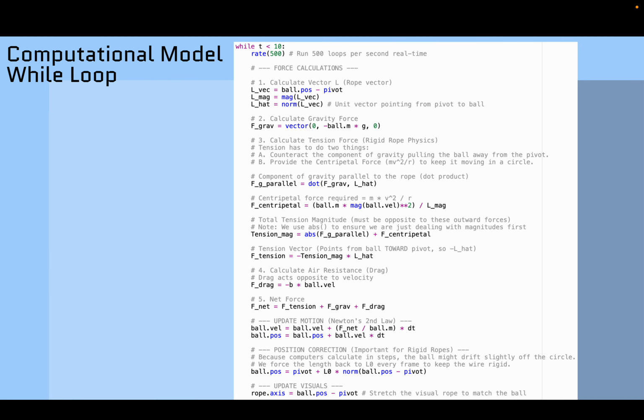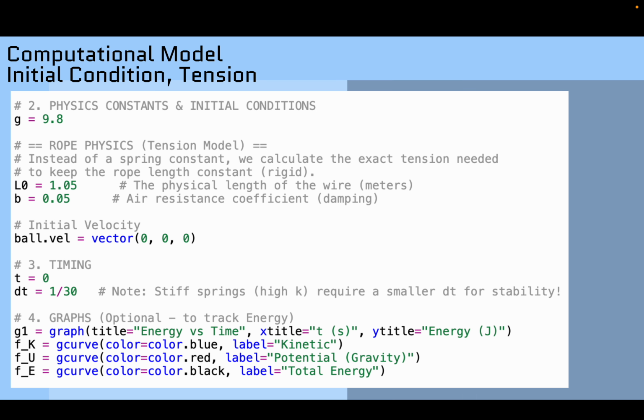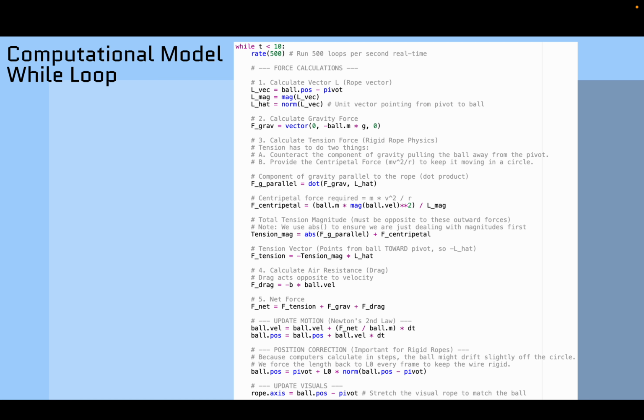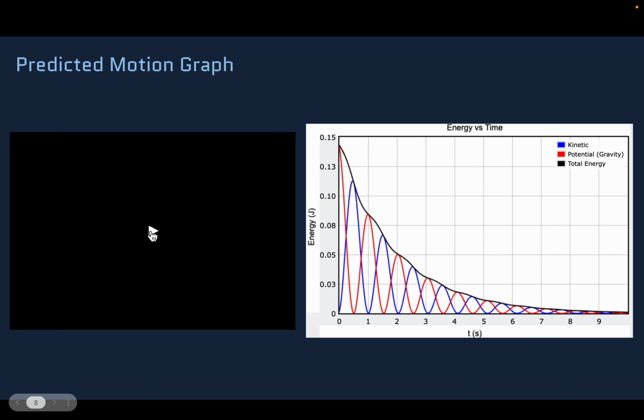And I wrote a while loop considering the force of gravity, dividing the force into parallel and centripetal components, and taking tension into account. Also, by setting b as 0.05, I consider drag force, which is air resistance, and this is the result. We can see it is pretty accurate to the real motion since we account for air resistance.